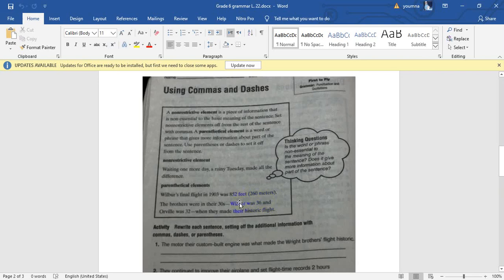Okay? And then the dashes that you are going to add something more to the sentence. Something more to the sentence, so you will use dashes. The brothers were in their 30s, okay, dash. Wilbur was 36 and Orville was 32, close dash, when they made their historic flight. So you cannot separate them because he is giving you more and more details.